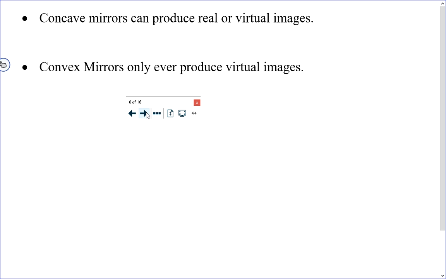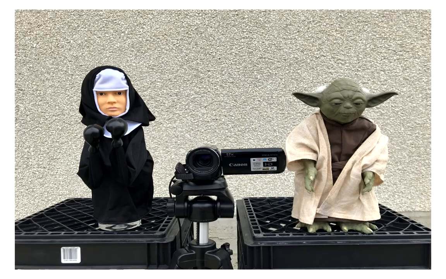However, concave mirrors can produce real images or virtual images. And I am going to, after I finish making this video, see if I can figure out a way to film this with my camcorder so that you can see real or virtual images with a concave mirror, but only virtual images with convex.